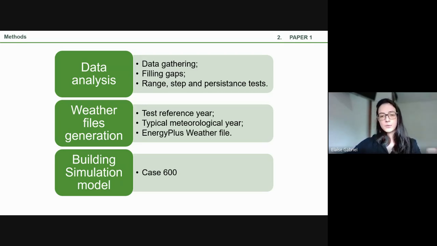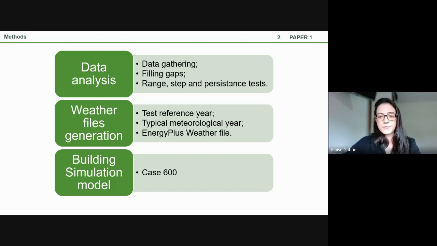So the day between these 3 days after and the 3 days before, with the smallest difference from the day with the gap, was the day used to fill the gap. And to verify any sign of significant inaccuracy of the data and to perform some data quality, we also applied range tests to evaluate the maximum and the minimum limits of each climatic parameter, and steps tests to evaluate the maximum difference between 2 consecutive data. And the last one is the persistence test to evaluate the standard deviation and the variation in the 24-hour period.